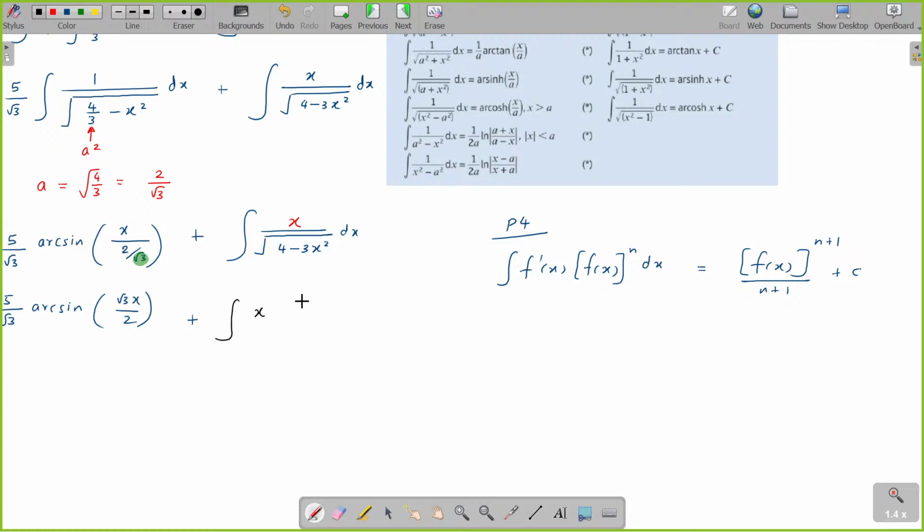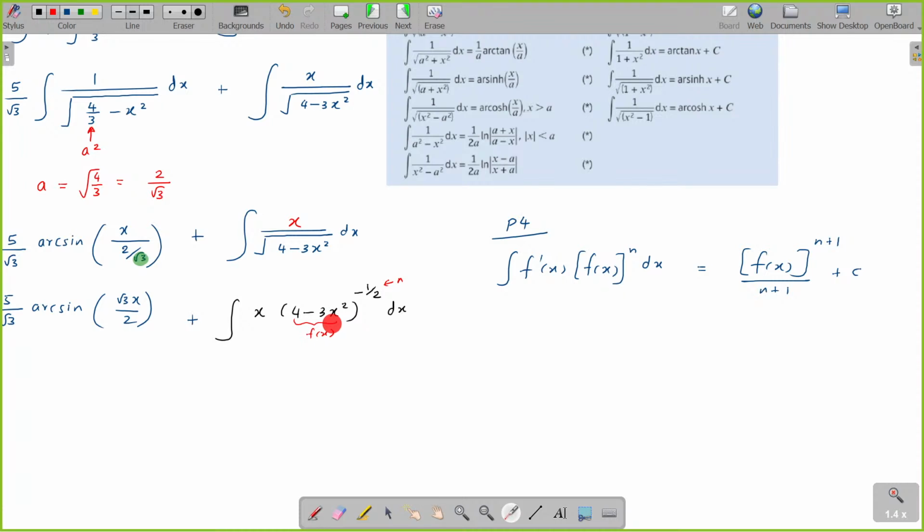So x stays, root 4 minus 3x square. When you bring it up, it's going to be 4 minus 3x square to the power minus half, because over in the denominator it's plus half. Bring it up, it's minus half. And now what? Do I have the perfect f dash x? So this is my f(x) and this is the n.